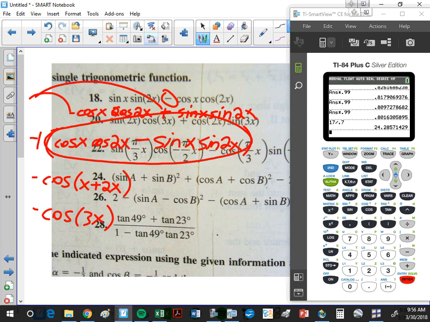So the negative cosine of 3x is equal to that problem in number 18. Okay, and that's all you're doing in these problems.